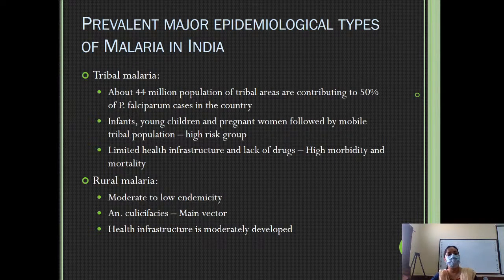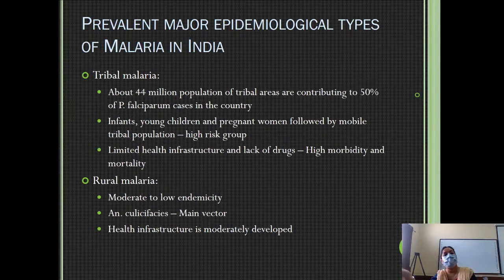So the most vulnerable groups, please remember, are the extremes of ages: infants, children, pregnant women, followed by the adult population who like to stay outdoors. Okay, and then what are the additional factors which contribute to the high burden of tribal malaria?